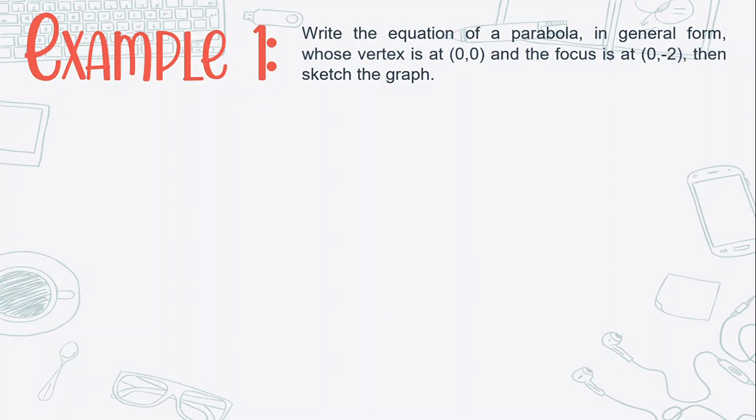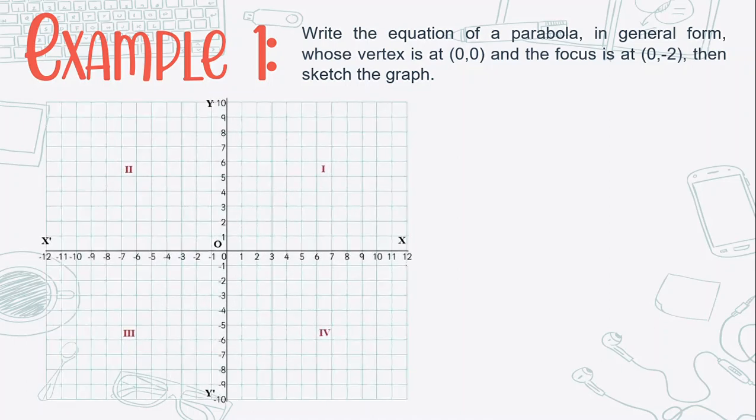Now, to determine which equation we're going to use, let's first plot the point of our vertex, again at the origin or (0, 0). The position of our focus will give us the information on which equation we are going to use. The focus, again, is at (0, -2), so that is on the y-axis.